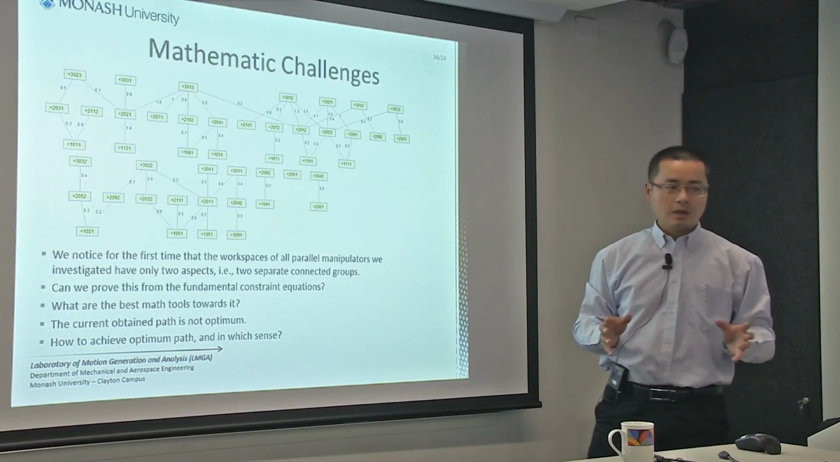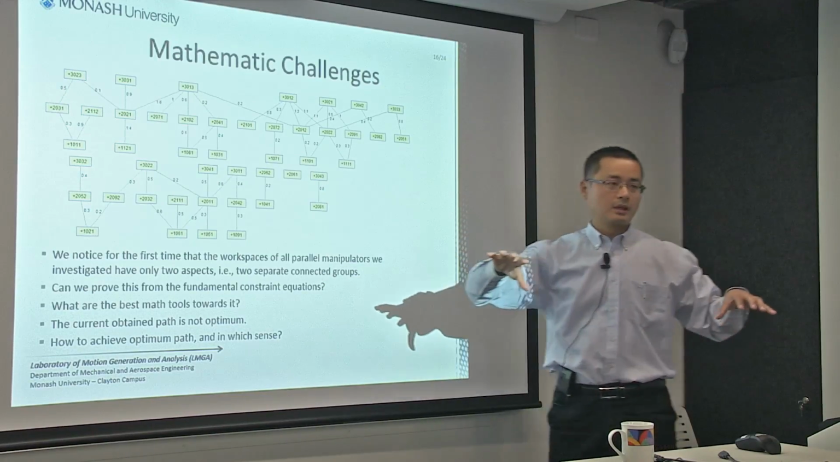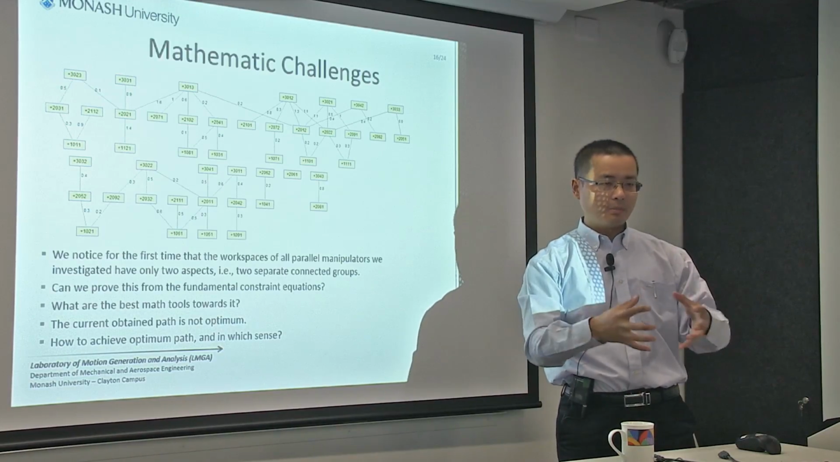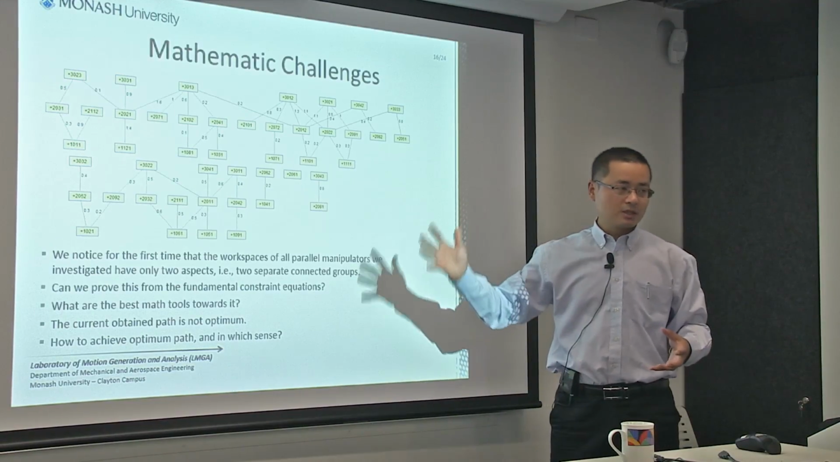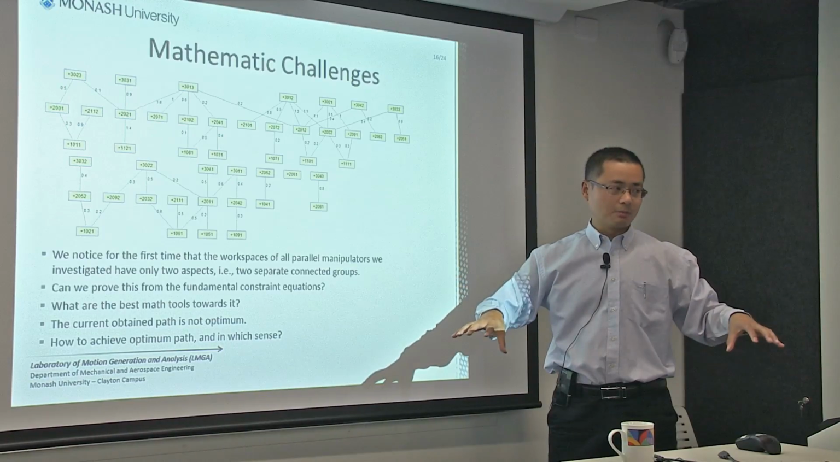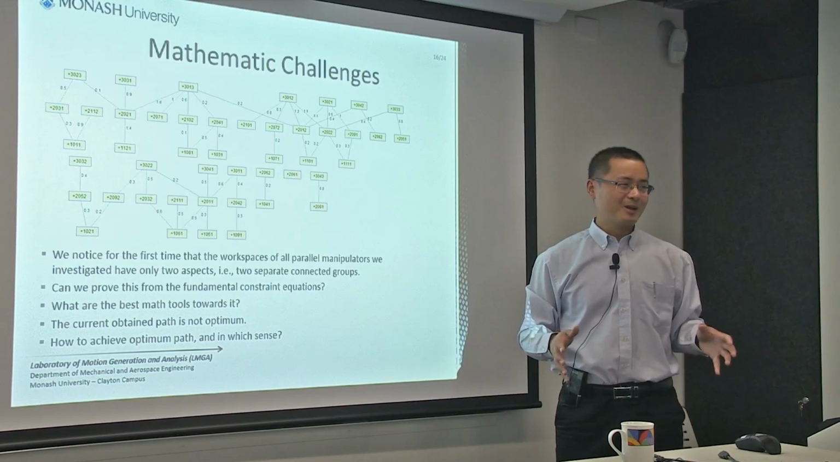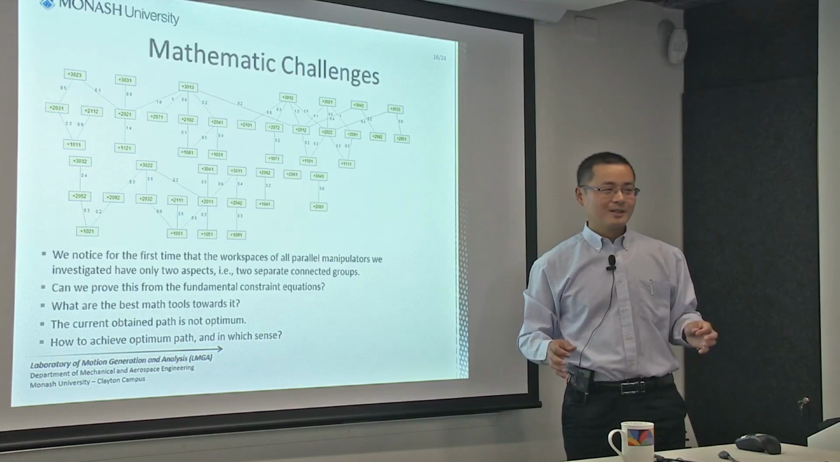We saw some people prove the two separate groups in a very simple parallel manipulator. But we studied quite a number of them using this method. We found that these two connected groups do exist, but we cannot prove it. That is a fundamental mathematical problem. I don't think I can handle that. It is too complicated.